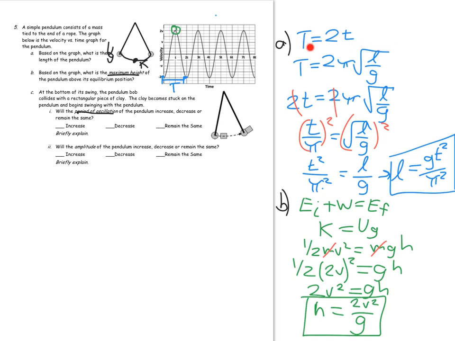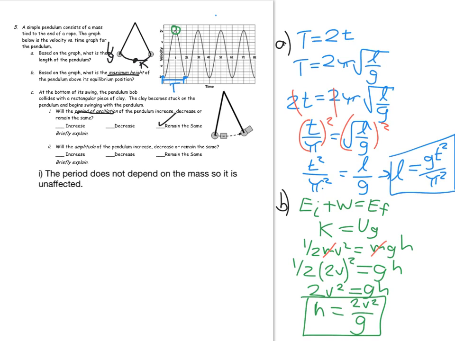We can see from this equation that we have here, the period does not depend on the mass of the pendulum at all. So when that clay collides and sticks to the pendulum bob, it doesn't actually change the length of the pendulum, just the mass of it. So the period will remain the same, and really our explanation there is just that the mass of the pendulum does not affect the period of oscillation.